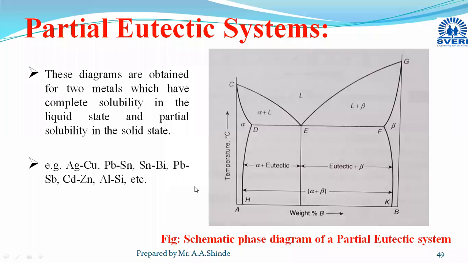If any query is there in this case, please ask me. I have explained here. Okay, this is the explanation for this diagram. This partial eutectic system is a little bit complicated as compared to the other diagrams. Please draw this diagram. This is the simple diagram, and I have explained it now.